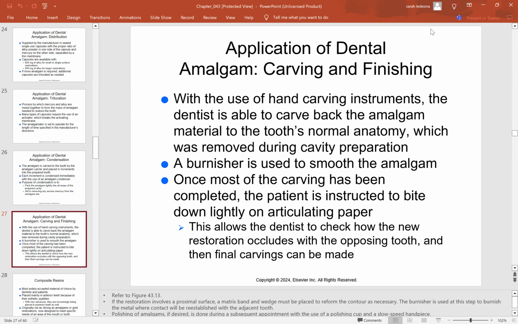Once most of the carving has been completed, the patient then will bite down on articulating paper. We want to remember that the amalgam is still a little bit soft, so we want them to bite down lightly. And we're going to check the restoration and the occluding tooth to make sure that things are lining up.